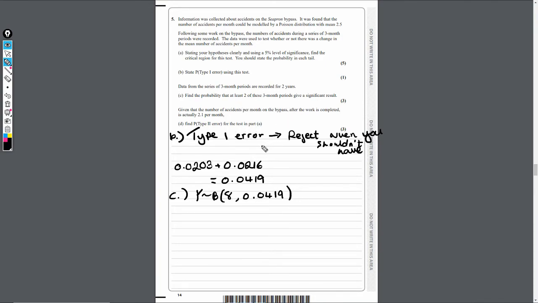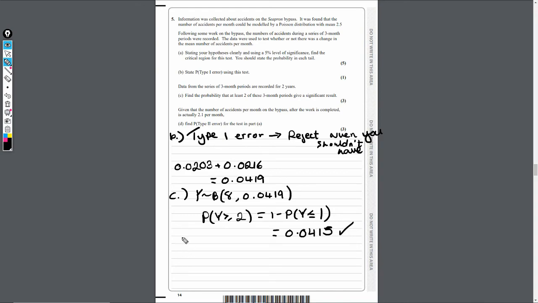So using this now, we need to work out the probability that at least 2 of these 3-month periods give a significant result. Well, that'll just simply be the probability that Y, because we're using the model Y, is greater than or equal to 2. This is my model for at least 2. Well, that's going to be 1 minus the probability that Y is less than or equal to 1. And if you just plug this in on your calculator now, using the binomial distribution on the stats mode, you're going to get 0.0415. And there we have it. So that's the probability for C there.